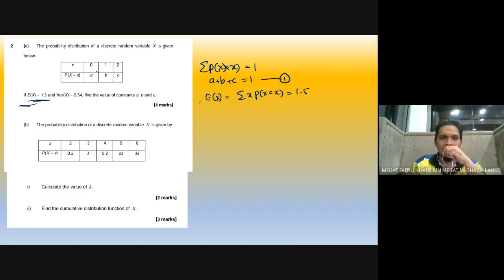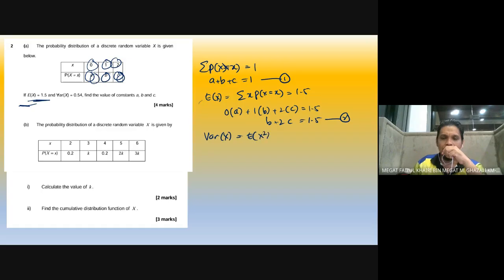So then look at this, we got 0 and a, 1 with b, 2 with c. Okay, 0 times A plus 1 times B plus 2 times C equal to 1.5. So we got B plus 2C equal to 1.5, equation 2. And then variance, as we know that variance is expected of x squared minus expected of x in bracket square. So expected of x given there is 1.5 and this is 0.54.